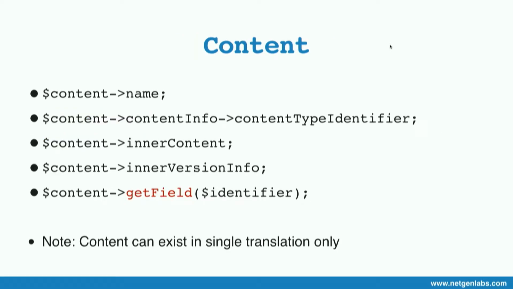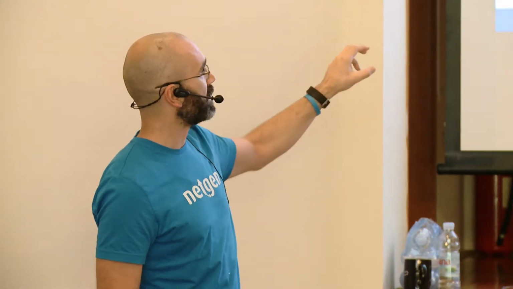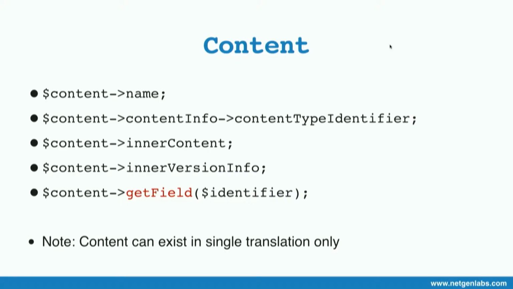Now we will look a little bit into the objects. We'll only go through the more important properties, not everything. So the content object, the name is immediately available. The content info contains the content type identifier, which otherwise you have to load separately through the content type. The Ibexa repository content object is available through the inner content property, and same for the inner version info. And of course, fields are only in a single translation, meaning in the correct translation.